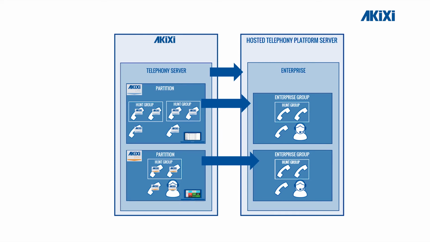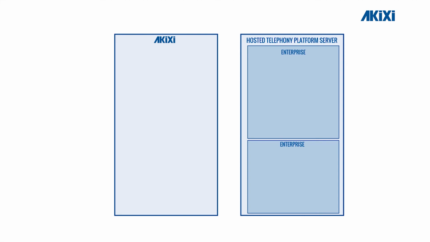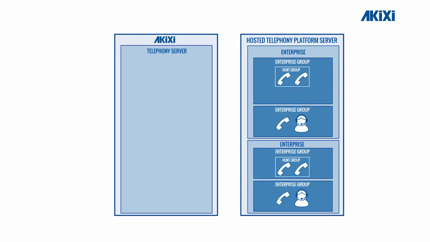So the last example we're going to have a look at is connecting multiple enterprises into the same telephony server, which we do in exactly the same way we've just looked at, but it's just combining those variations to be more flexible in how we want to be able to restrict reporting permissions. So let's quickly build our Akixi instance.